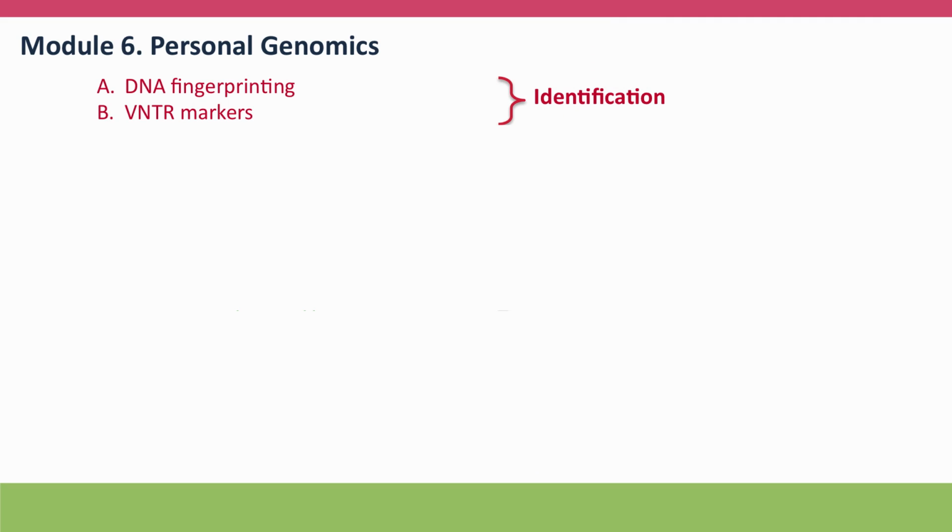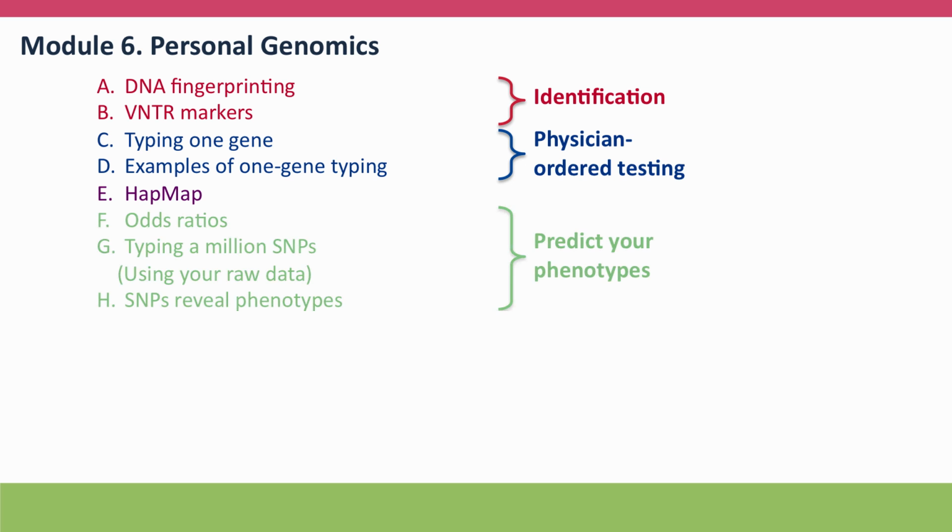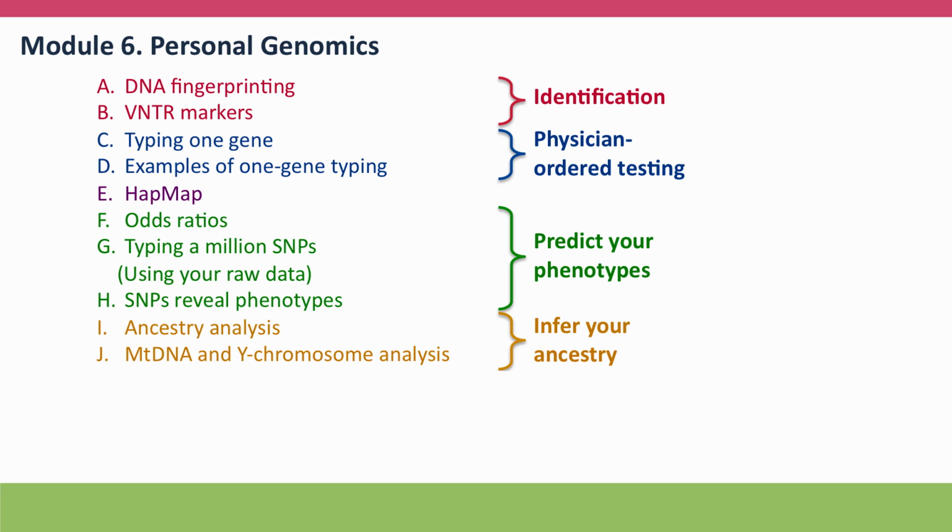We'll start with how personal genomics is used for identification, primarily by the legal system with DNA fingerprinting, and then physician-ordered tests that let us find out the genotype for just one gene. But then, after a little detour to one of my favorite websites, HapMap, we'll consider how genome-wide association studies have enabled us to use SNP typing to predict our phenotype for many, many different traits. We'll talk about how the same information can be used to infer your ancestry.